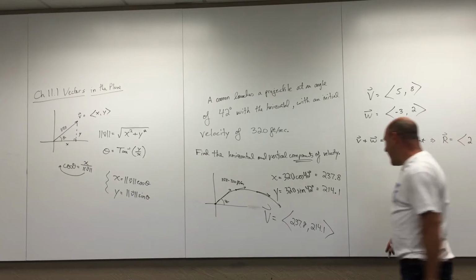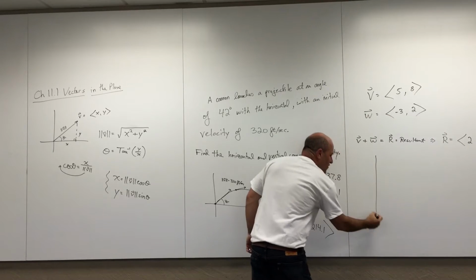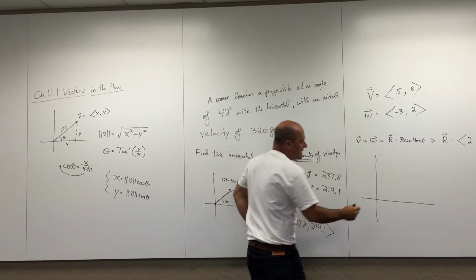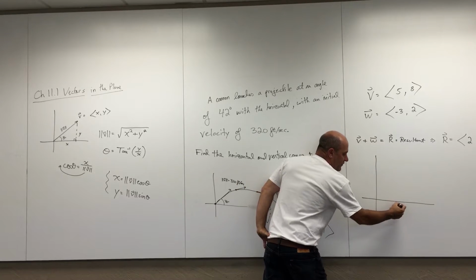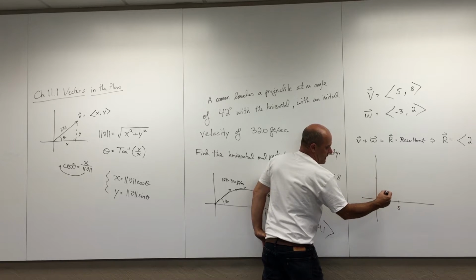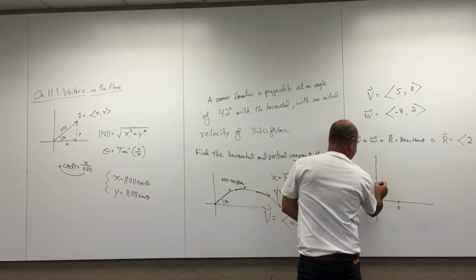What's cool, I think, is the way this is done graphically. Check this out. The vector v is over 5 and up 8. I'm going to try to be kind of accurate there. If that's a 5, hang on. That's a 5.